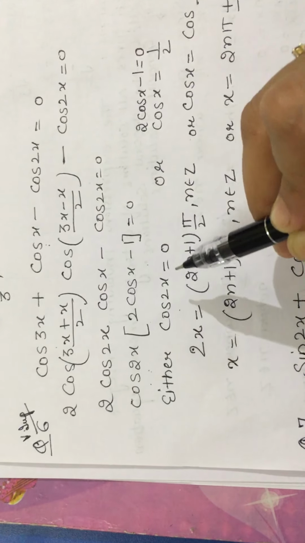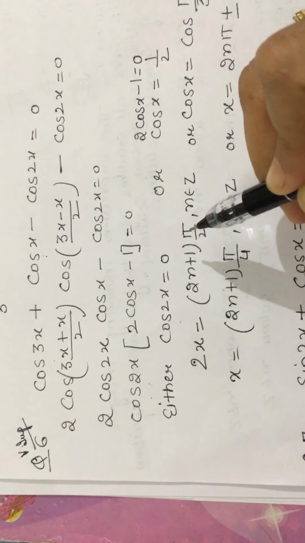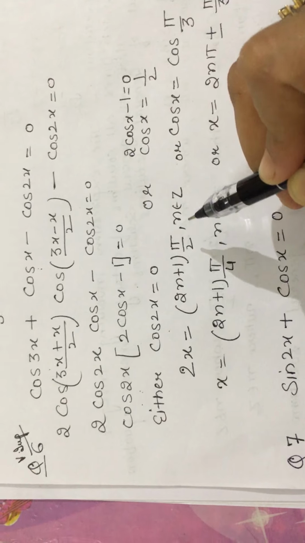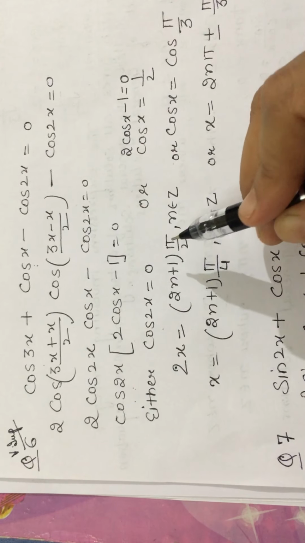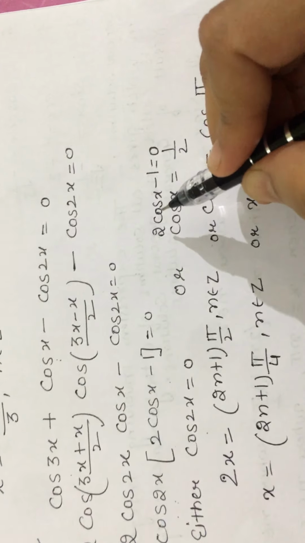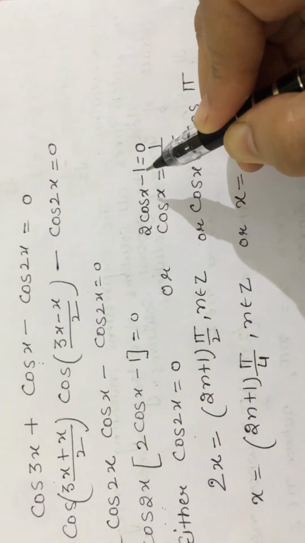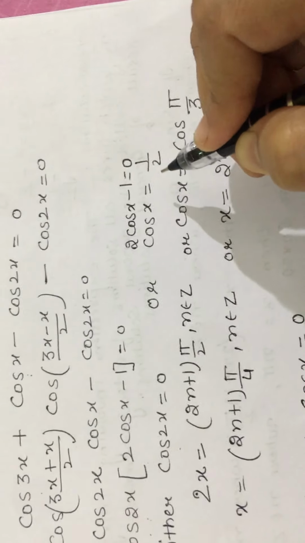Here cos 2x is 0. So 2x is equal to (2n plus 1) pi by 2, where n belongs to integers. This implies x is equal to (2n plus 1) into pi by 4, n belongs to integers. Or the second solution is 2 cos x minus 1 equal to 0. This implies cos x equal to 1 by 2.